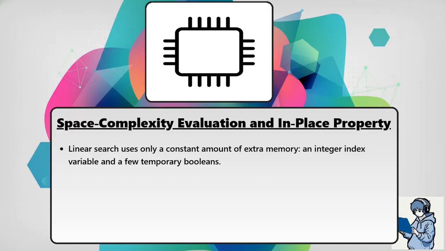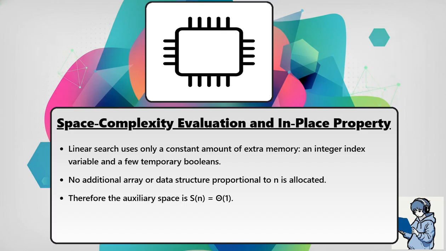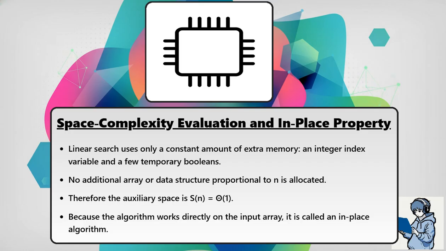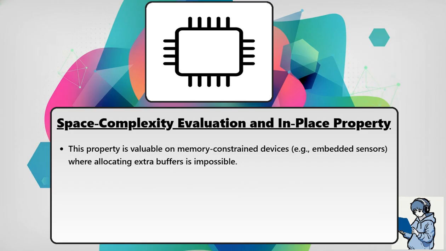Linear search uses only a constant amount of extra memory, an integer index variable, and a few temporary booleans. No additional array or data structure proportional to n is allocated. Therefore, the auxiliary space is S(n) equals Theta(1). Because the algorithm works directly on the input array, it is called an in-place algorithm. This property is valuable on memory-constrained devices, for example embedded sensors, where allocating extra buffers is impossible.